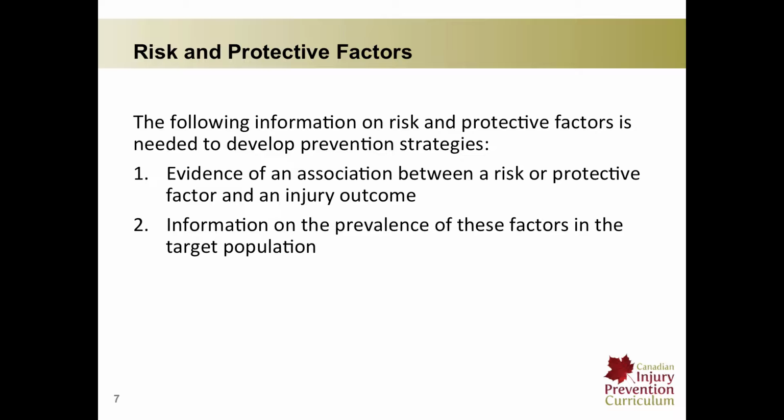There is evidence of an association between the protective factor, wearing a life jacket, and a decreased risk of an injury outcome, drowning. So developing a promotional campaign to encourage the use of life jackets seems logical, but will not be likely to result in any measurable impact on drowning injuries if the target population already has a high rate of life jacket use. Thus, in addition to evidence on the association between life jacket use and drowning outcomes, we also need to know the prevalence of life jacket use in the population in order to develop an effective prevention strategy.